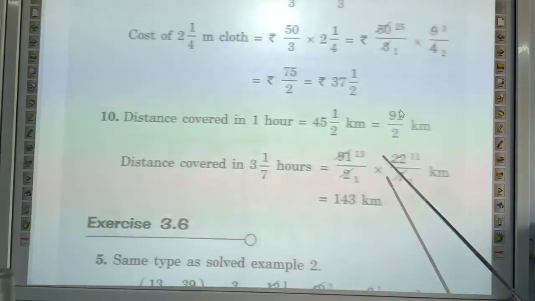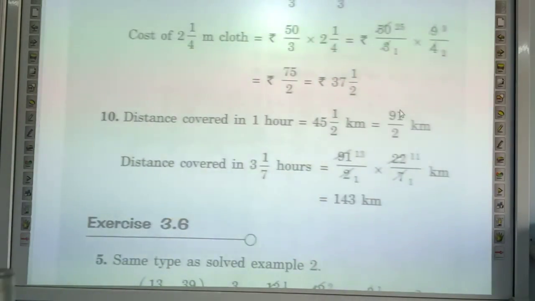Cancellation is done. We have 13 into 11 in the numerator part, and in the denominator part 1 into 1 only. So finally we get 143, meaning the distance covered in 3 1 upon 7 hours is 143 kilometers.